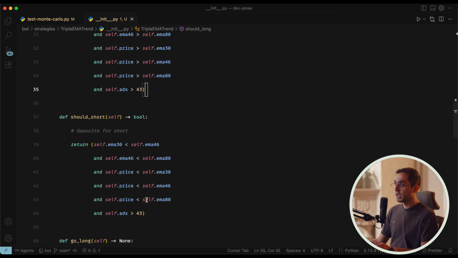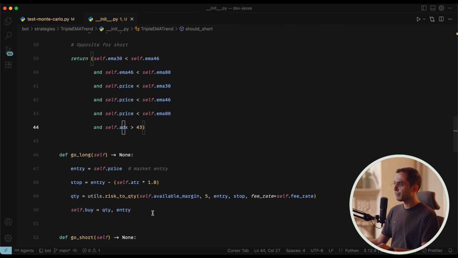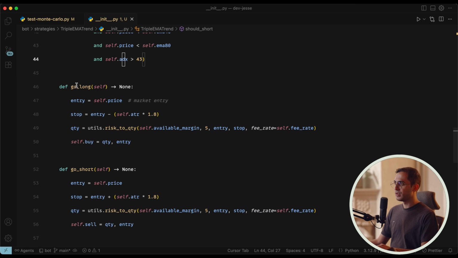So this is also correct, except remember that the ADX must still be above 43. So this is perfectly correct. And then for the go long method, which is where we define the position sizing, right? So assuming that the entry rules are correct, and now we want to go long, what should be our position sizing? What should be the entry price or the stop loss price or things like that?